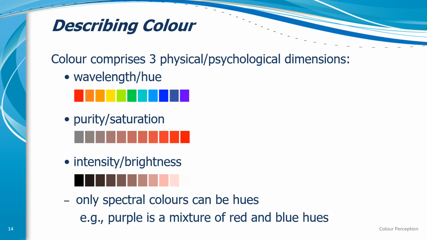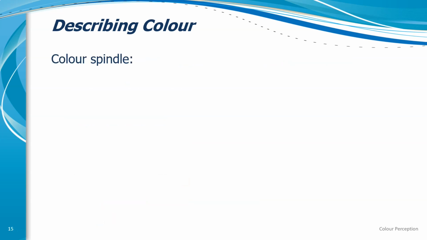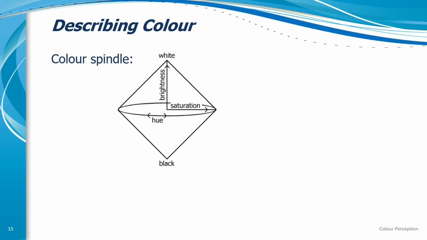Starting to get a bit more complex. So we've got these 3 different dimensions. How can we represent 3 dimensions at once? Well, it's a little bit tricky, and one way of doing it is through what's called a color spindle. Spindle simply describes a 3-dimensional shape, kind of like a spinning top. It actually has all 3 dimensions.